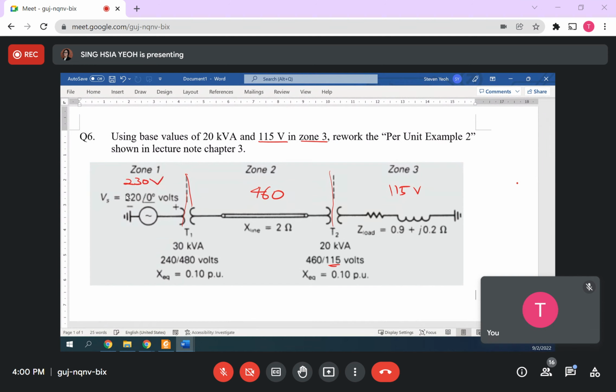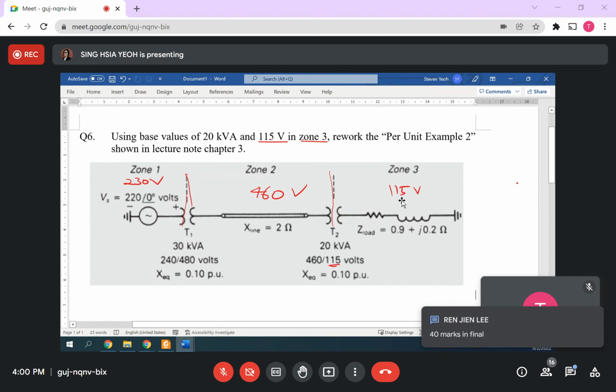Are you okay? Can anyone not understand this? This is important. If you can't understand, you better ask now. 230, 460, 115. If any one of you can't get it, please ask now. Because if you can't get this correctly, definitely you cannot pass, I tell you. This is a very easy thing.